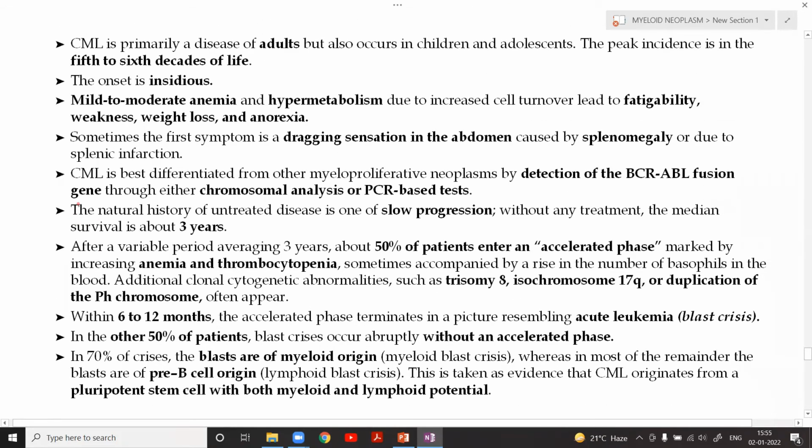Okay. Now we'll come to the clinical features of CML. Now, CML is primarily a disease of adults, but it can also occur in children and adolescents. Remember, okay, the peak incidence is seen in the 5th to 6th decade of life. The disease is quite gradual in nature, insidious onset. Patient will present with mild to moderate anemia, hypermetabolism because of an increased cell turnover leading to fatigability, weakness, weight loss, anorexia. Sometimes the patient will have a dragging sensation in the abdomen caused by splenomegaly. Now you know why splenomegaly occurs.